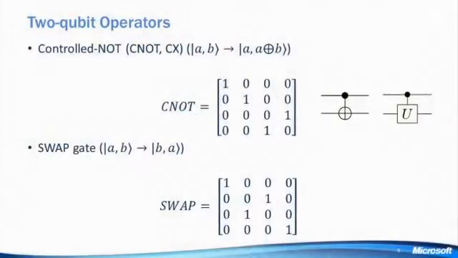Then we can move to two-qubit operators. The most common two-qubit operator is probably the controlled NOT gate. This is a controlled X gate. It's a two-qubit gate, so we have qubit A and qubit B, and it takes A and B to A and the XOR of A and B. Essentially, if my first qubit is 0, I don't do anything to my second qubit. If my first qubit is 1, then I apply the X operation to my second qubit.